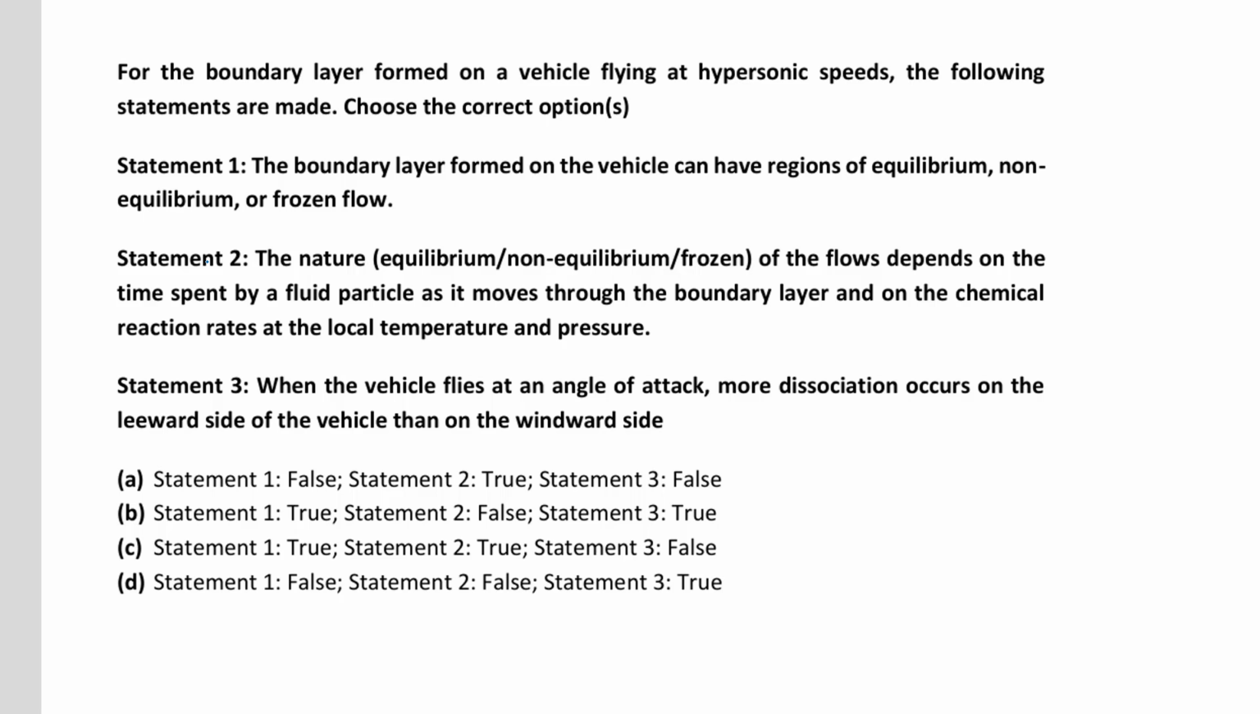So if we check statement 1, it says that inside the boundary layer, regions of equilibrium, non-equilibrium, and frozen flow can happen. So what will be the answer for this problem? As I read this statement, it says that the vehicle can have regions of equilibrium, non-equilibrium, and frozen flow. So this is true, because all these three possibilities are there.